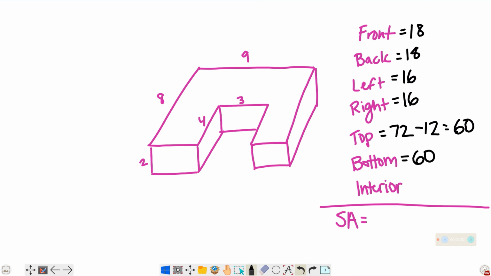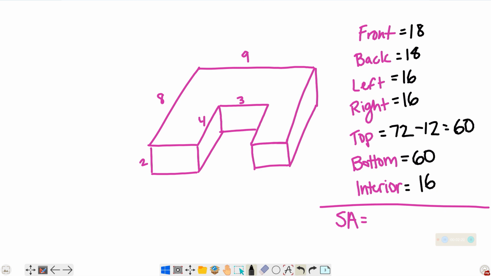I have 2 interior pieces, which are 4 by 2 sections, giving us an area of 8 for each. And since there are 2, that means I have an area of 16 there.